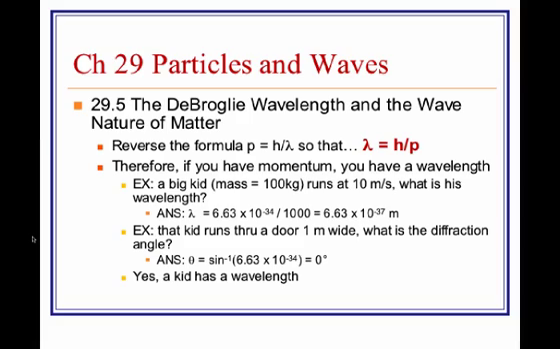For example, a car going into a tunnel has a set momentum. It has a wavelength. It will diffract as it goes through that tunnel, but it will diffract at such a small amount that it's not noticeable. But yes, all objects, no matter what, as long as they have some momentum, will have a wavelength.